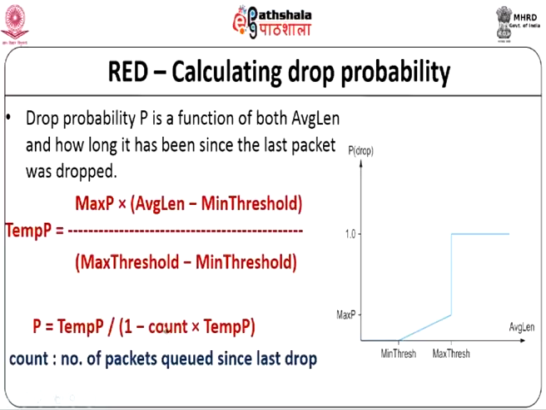When the count is less, that is, if I have just dropped a packet, immediately after that this count value will be small. So 1 minus count into temp P will be a larger value. You are dividing by a larger value, so the drop probability will be a little lower. This is basically how you calculate the drop probability.